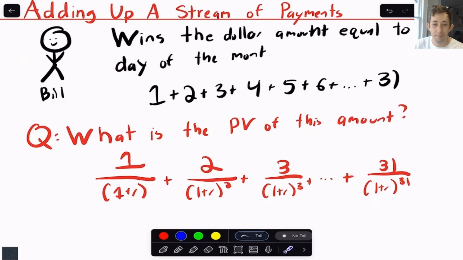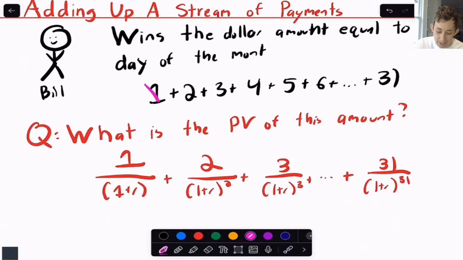Now, one thing that's not very useful about the way this is set up is there's no easy way to solve this sum. I'm going to have to go through each individual day, divide the amount Bill gets by 1 plus r to the appropriate power, and then add them all up. While that would work, that's not really useful. Instead, what would be way easier is if Bill just got the same amount of dollars every day.